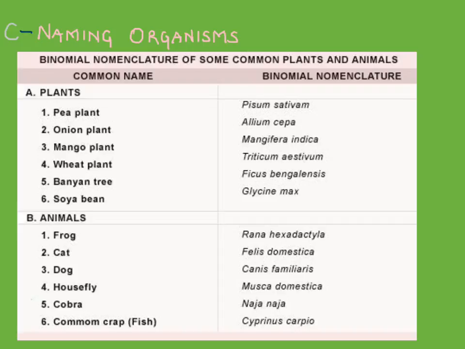Some examples of common and scientific names are given in the table below. In this table, we have some common and scientific names of plants and animals. For example, the pea plant is called Pisum sativum, and the scientific name of the frog is Rana hexadactyla.